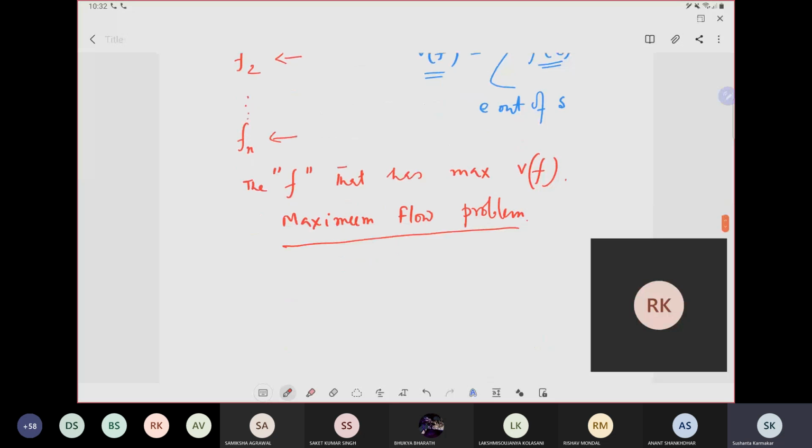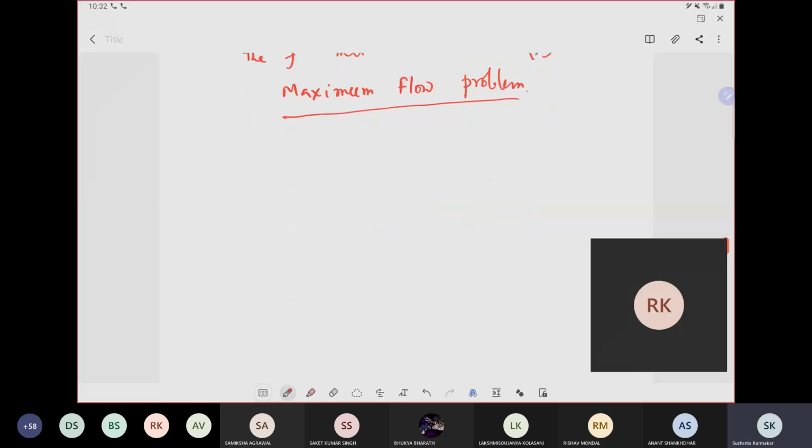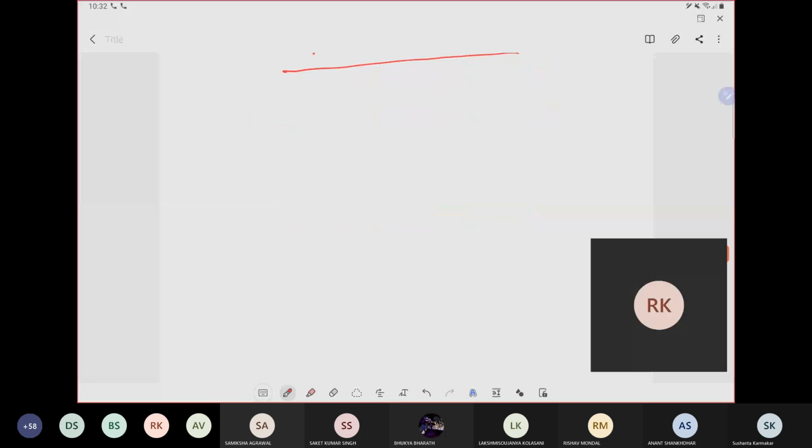So let us take an example that may be worthy to discuss. Let's say this is a simple flow network. This is my S and T, and the connections are like this.